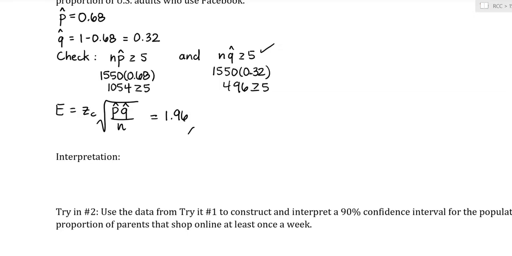And then I will be multiplying that by the square root of p hat, which is 0.68, multiplied by q hat, which is 0.32, and then all of that is divided by n, which is 1,550. That's information that we got back from example 1. So this comes out to give us an error of about 0.023. Please do make sure that when you punch that in your calculator, you are getting the same thing that I got, so that you know that you're putting it in the calculator correctly.